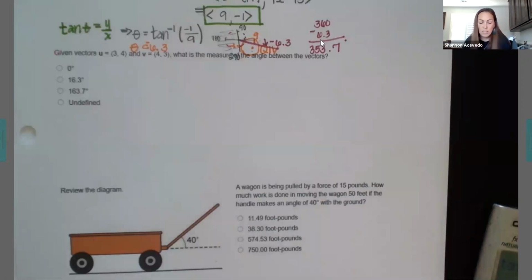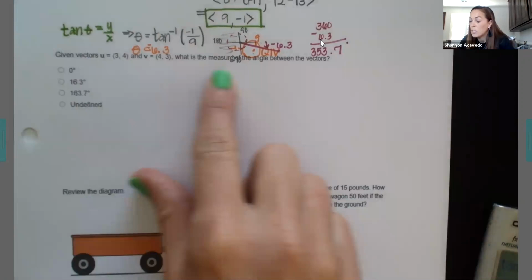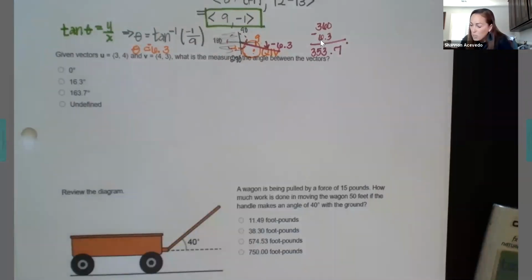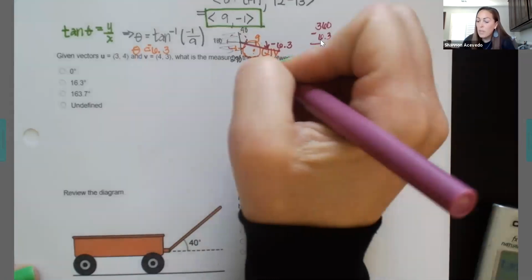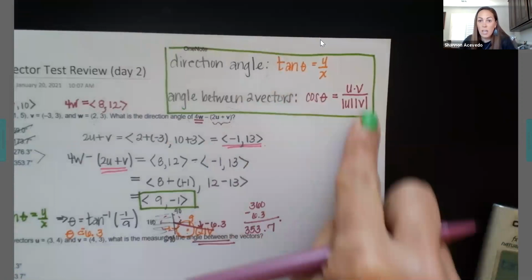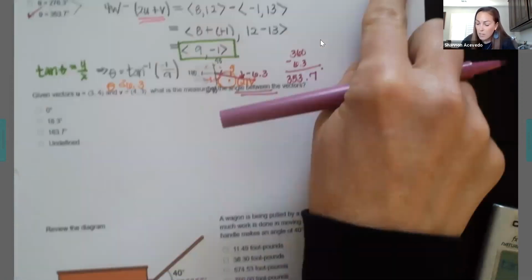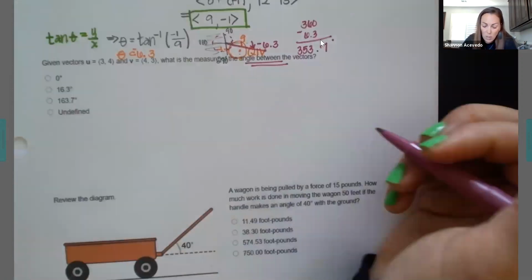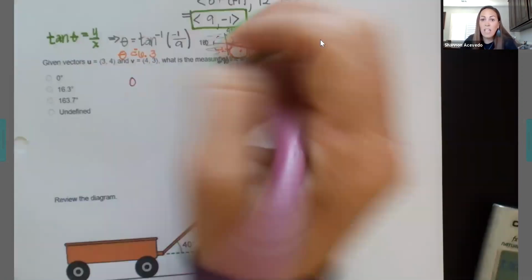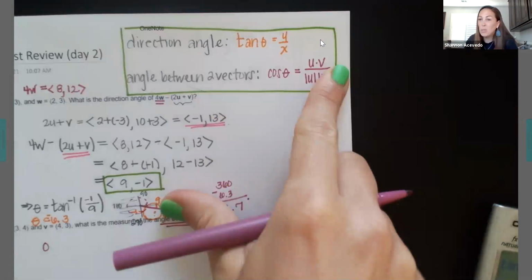All right, my next one. Given vectors u and v, what is the measure of the angle between the vectors? So now we're talking the angle between the vectors. Up here, angle between the vectors is going to be my cosine. So when I look here, I could do cosine of theta is equal to this, or I could do theta is equal to cosine inverse, depends how you want to write it.